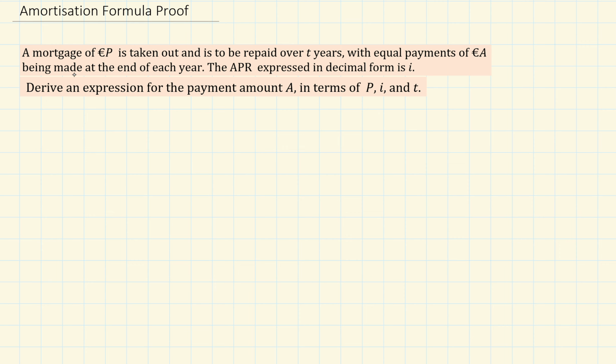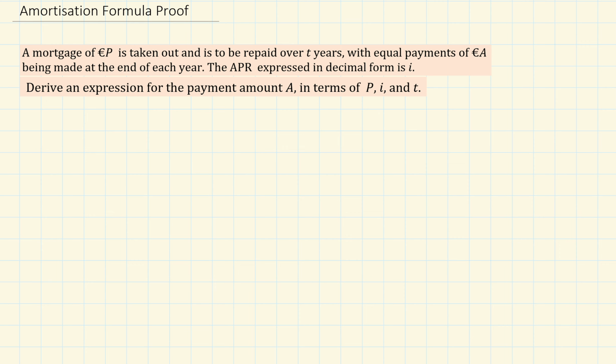So a mortgage of P is taken out and is to be repaid over T years, with equal repayments of A being made at the end of each year. The APR expressed in decimal form is I. Derive an expression for the payment amount A in terms of P, I and T.